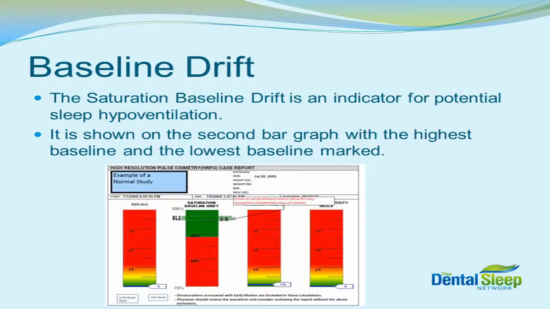The first one we'll look at is baseline drift. Baseline drift is an indicator of potential sleep hypoventilation. We'll see it as the second graph from the left. Again, the graph is shown as green and red, but notice on this graph the green is at the upper end of the graph, the red is towards the bottom.